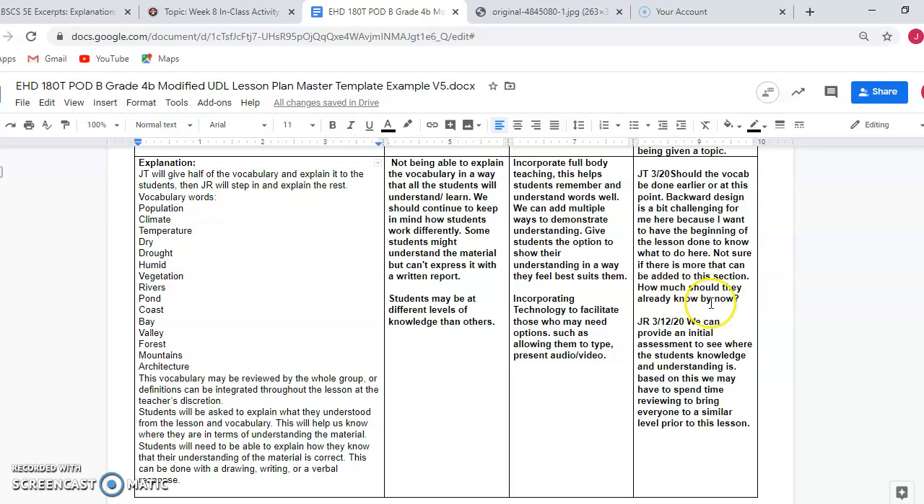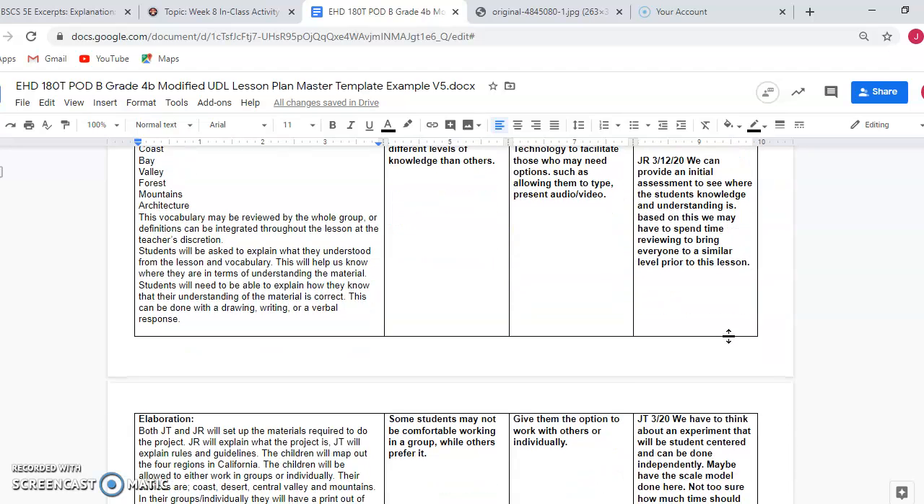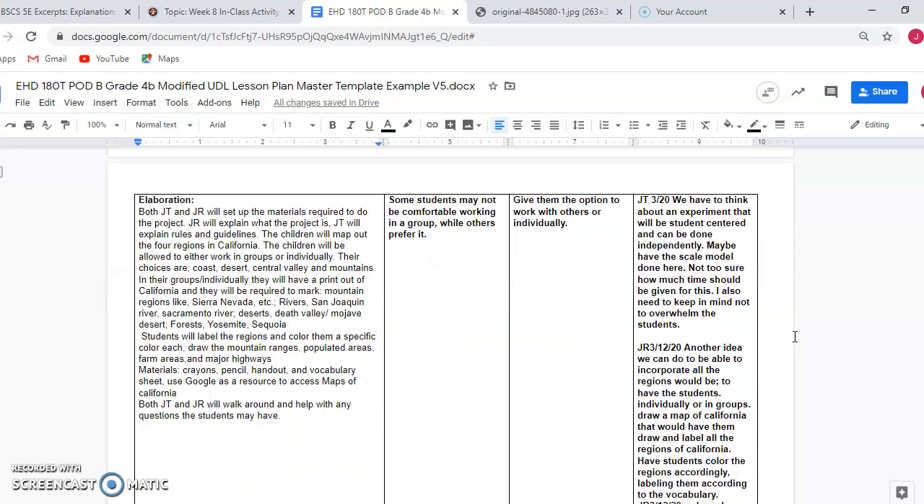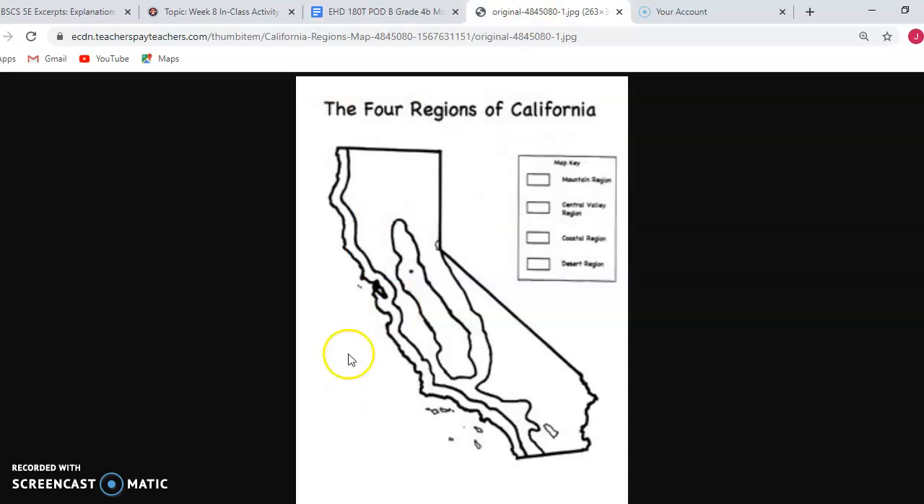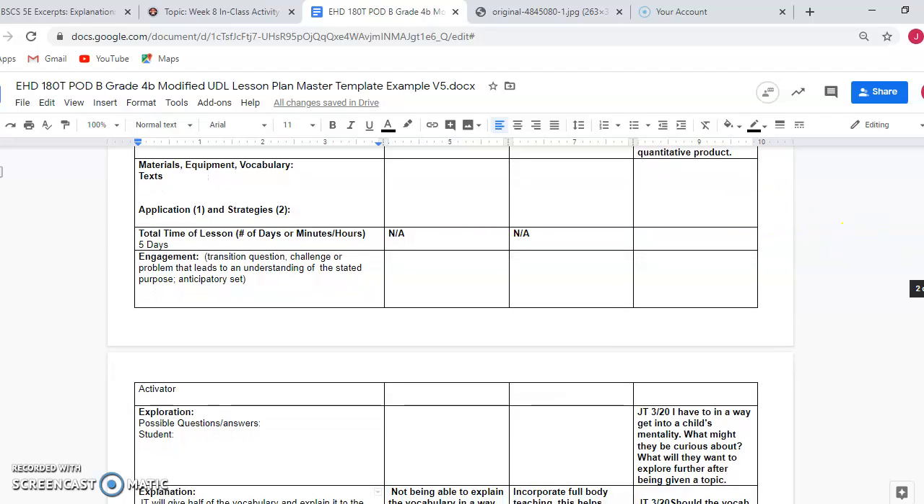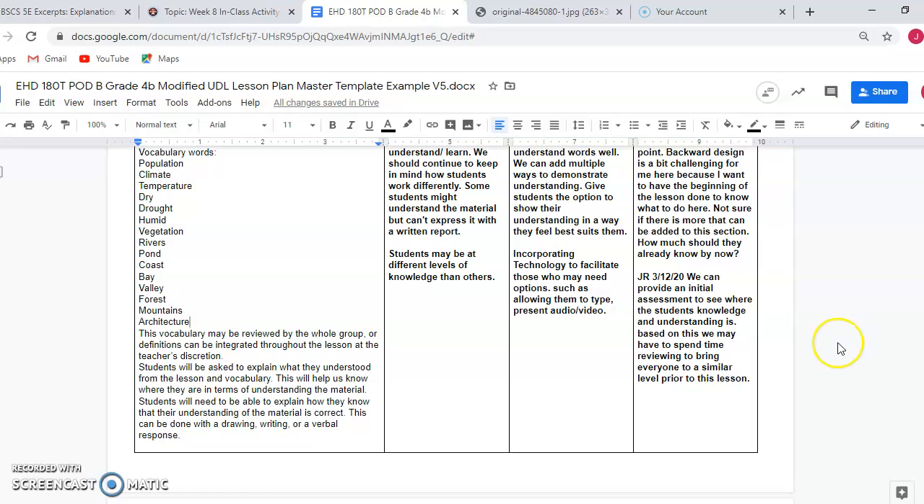And then, how much should they already know, to make sure that I'm not jumping ahead or falling behind on where they should be? And to go a little bit further past explanation, since we started at elaboration, by then they should be able to label regions of California. So this would be after the explanation, so they would have to do something like this here, like the mountain ranges, the deserts, the coast. So I'm hoping that these two work together well. And that is all. Thank you.